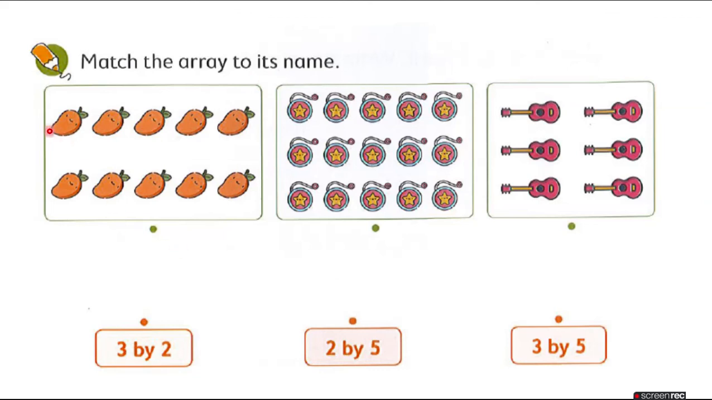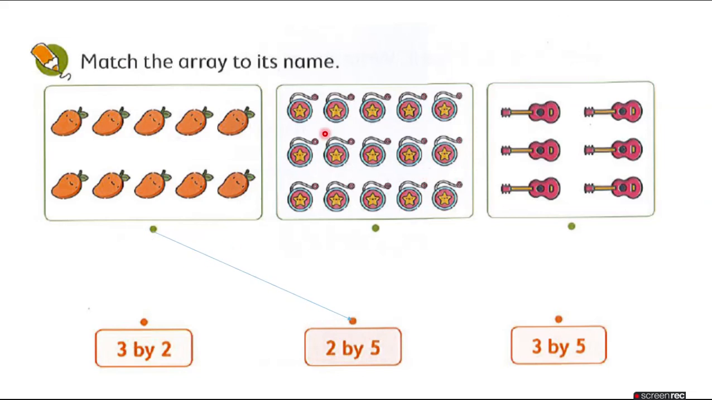Let's practice here. Match the array to its name. The first one, you will start with the row. How many rows do you have here? Go right and left. 1, 2. How many columns? 1, 2, 3, 4, 5 columns. Go up and down. So I have 2 rows and 5 columns. 2 by 5. Which one? The first one or the second one or the third one? The second one.